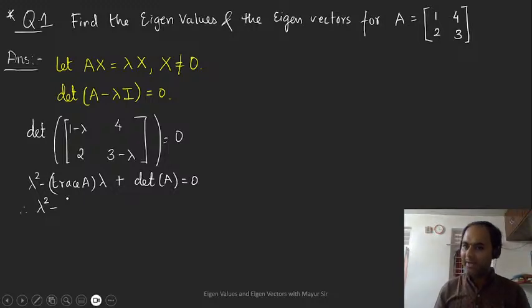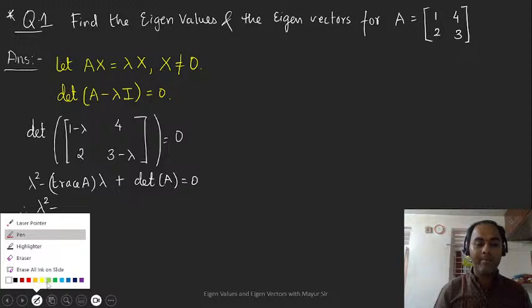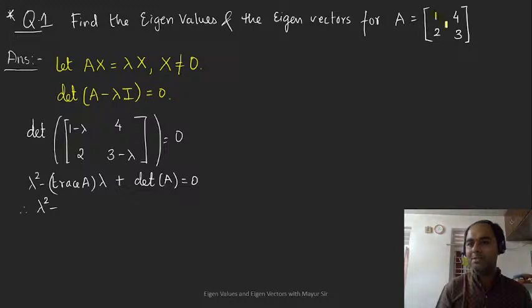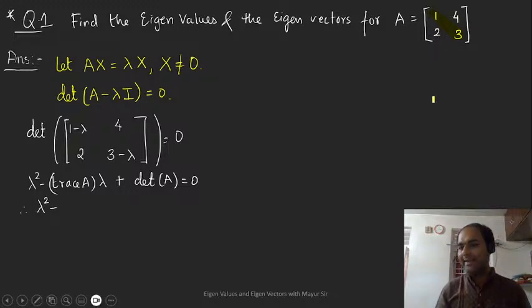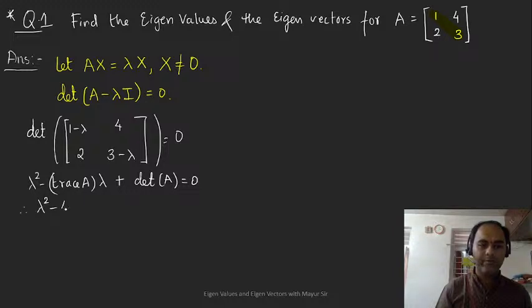Trace A means the total of the diagonal elements. So 1 and 3 are the diagonal elements. Diagonal always means the main diagonal. These are the diagonal elements over here, 1 and 3, which I have highlighted. So you add them up, and your total becomes 4. So you get 4 lambda.